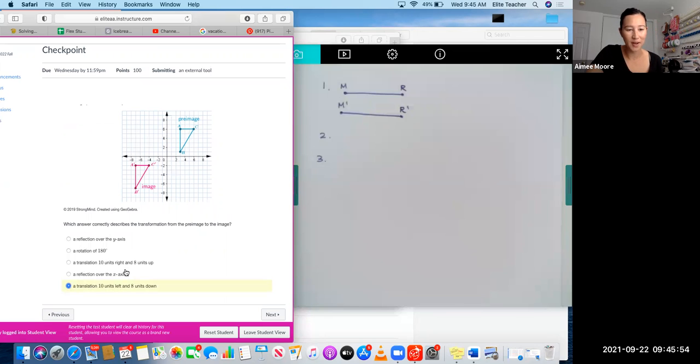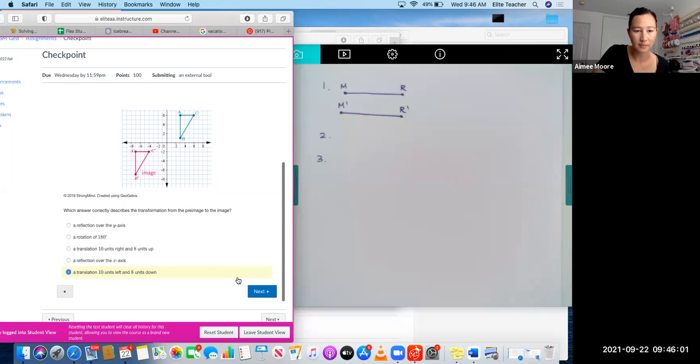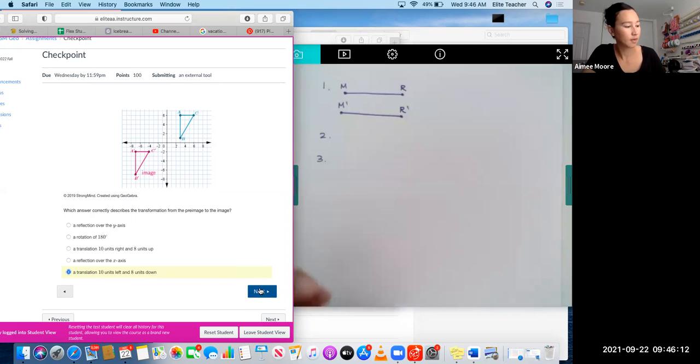Make sure to click the right one. Those both look the same with the 10 and the 8. So 10 units left and 8 units down. Any questions on this one? Okay, didn't have to write anything down.